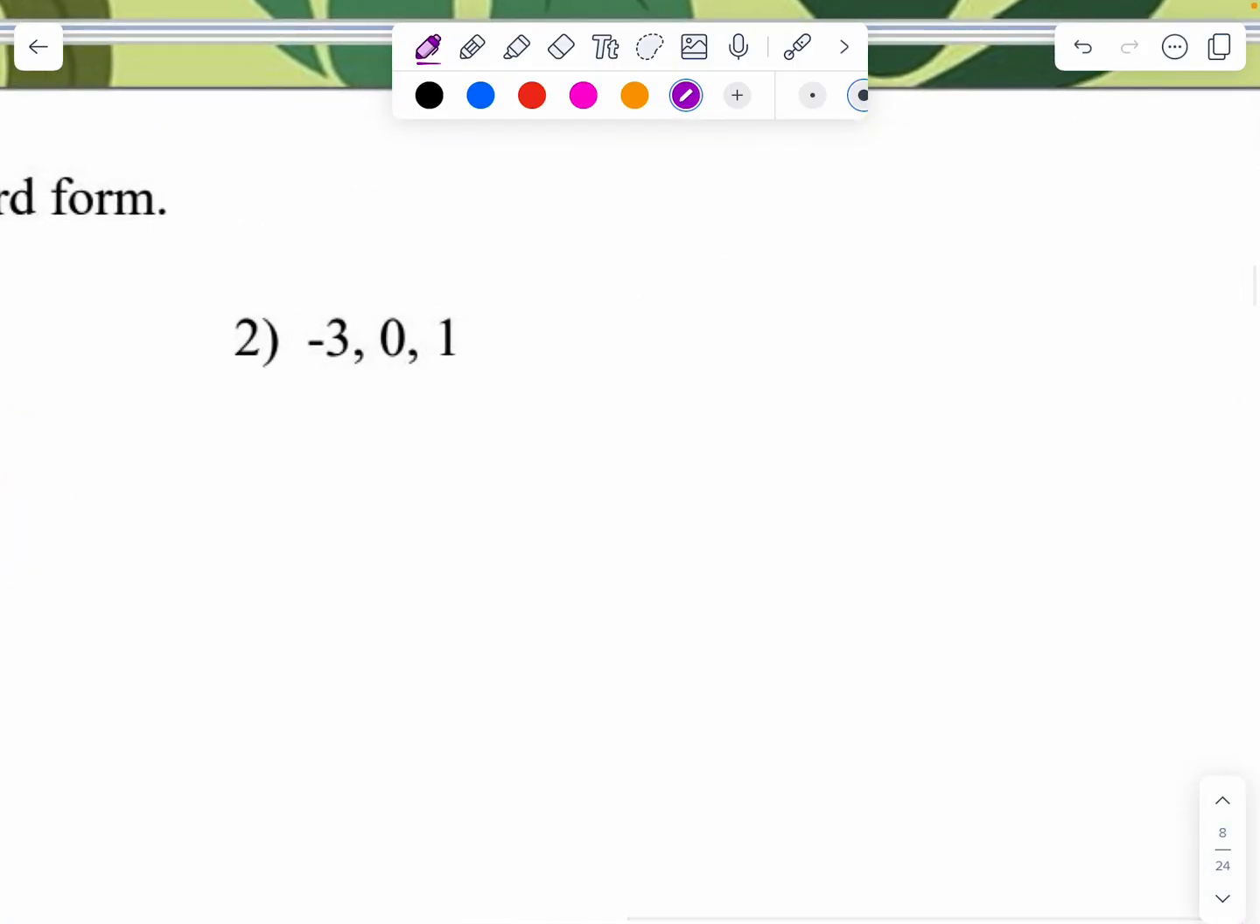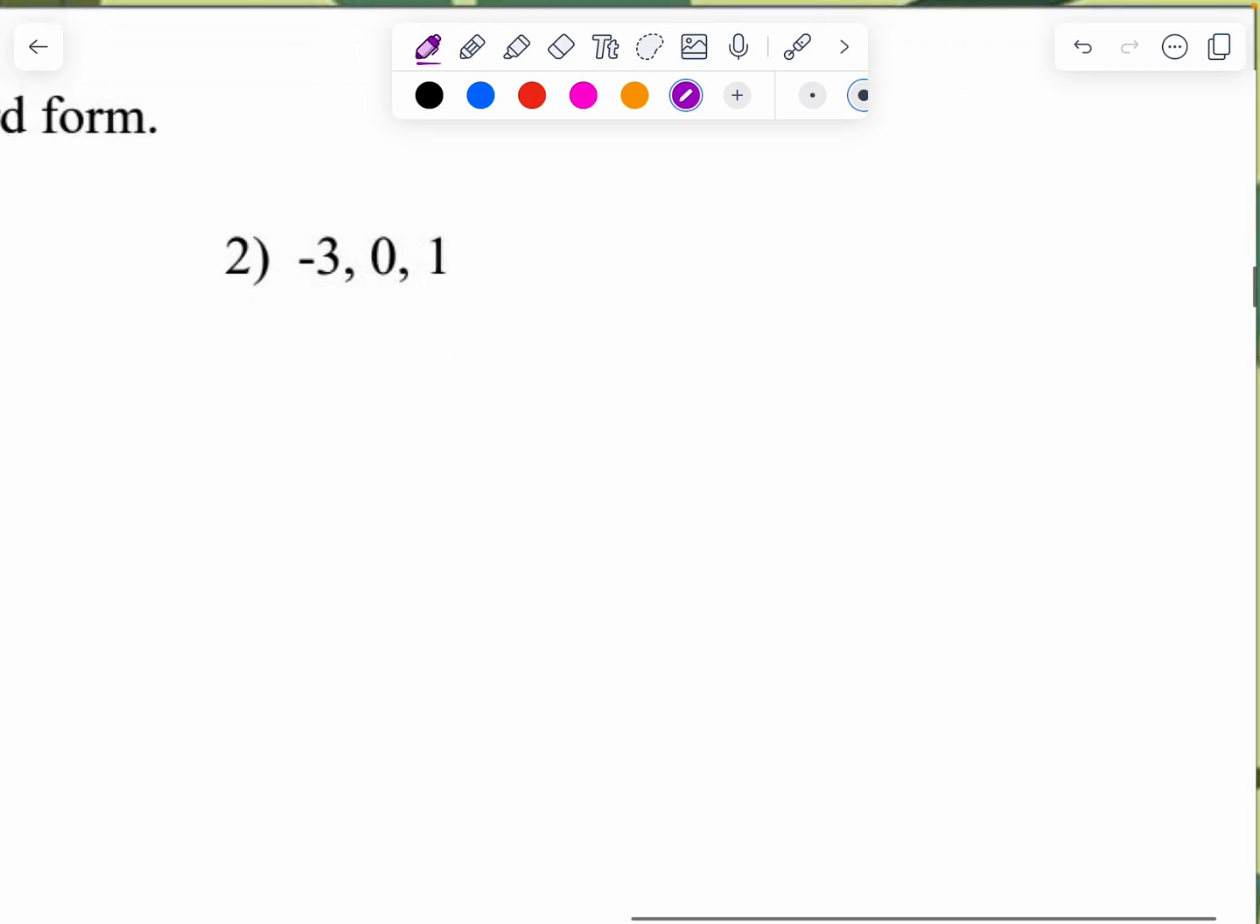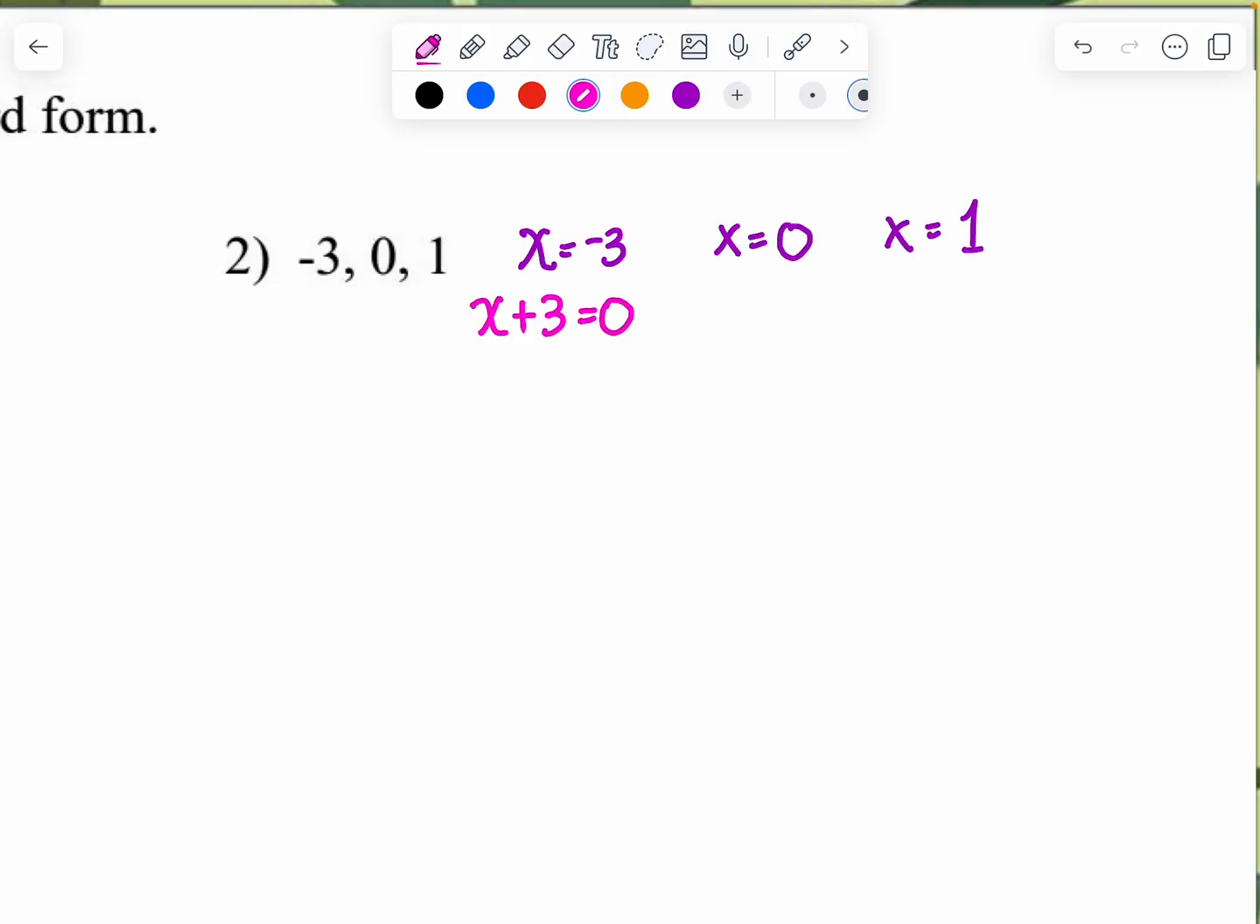This time I have 3 roots, so it's getting more complicated. I'm going to go ahead and set those roots equal to x. So x equals negative 3, x equals 0, and x equals 1. I'm sorry, I need to set those roots equal to x and then set those equal to 0. This one's going to become x plus 3 equals 0. This is still x equals 0. And the last one is x minus 1 equals 0. Again, just bringing that number across the equal sign makes it the opposite sign.